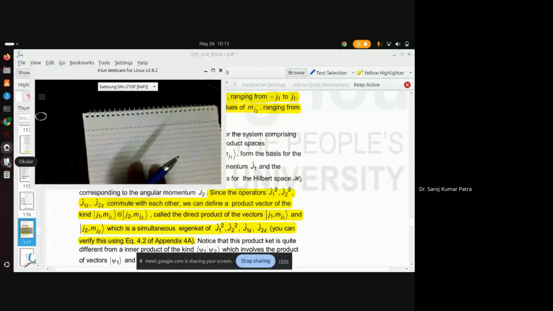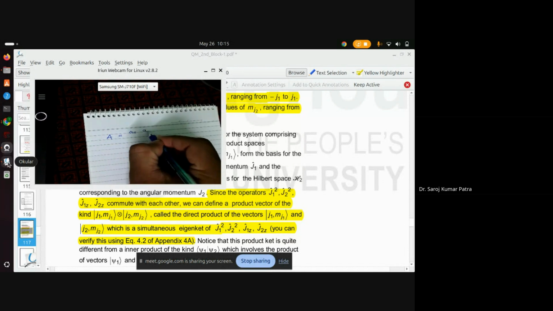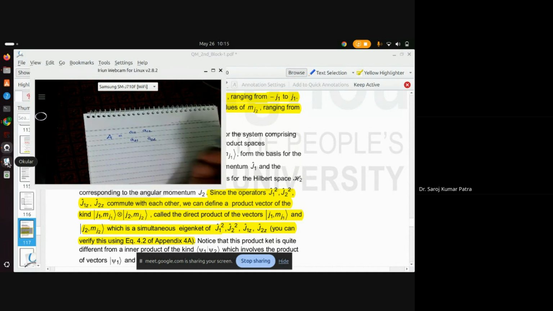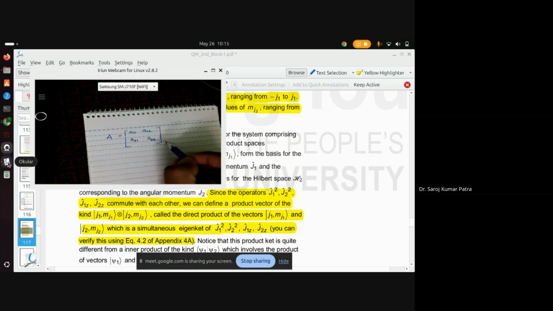Yeah. So let's say I'm just writing a very simple 2 by 2 matrix. My A matrix is equal to A11, A12, A21, A22. I can write n by n matrix, that's fine, I'm just taking a 2 by 2 matrix, and my B matrix is equal to B11, B12, B21, B22.